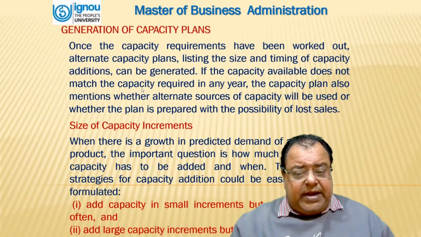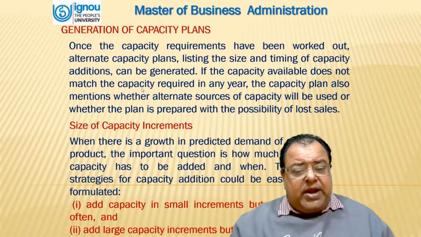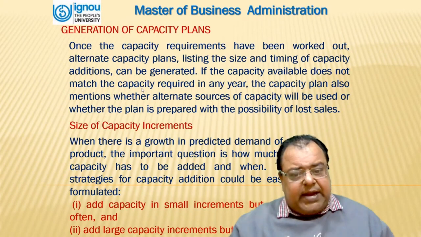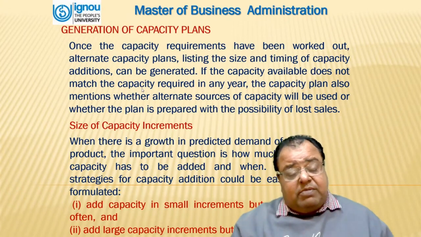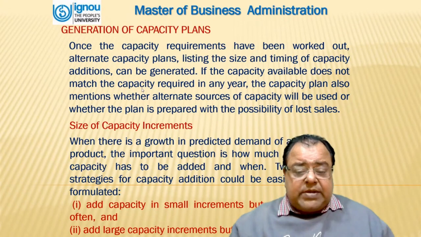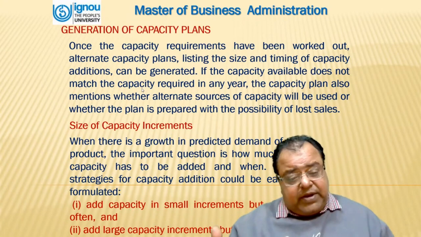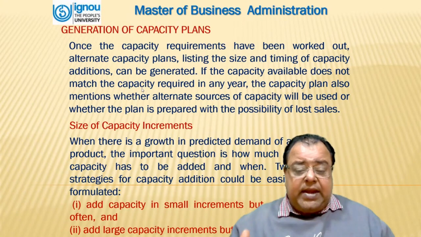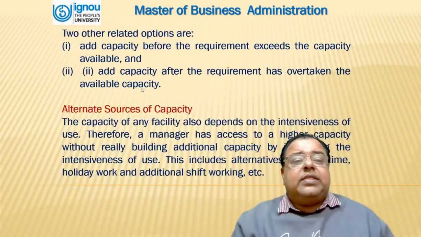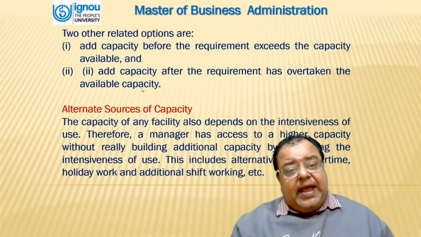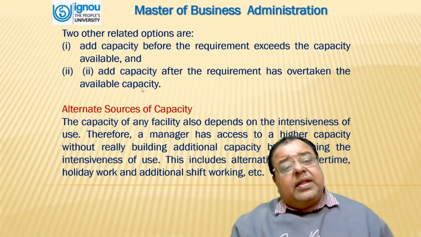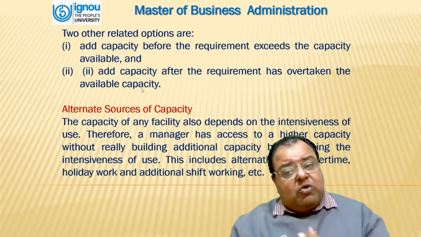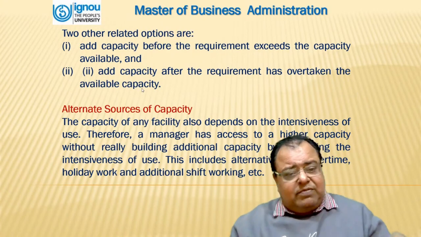When there is a growth in predicted demand of a product, the important question is how much of the capacity has to be added and when. The two strategies for capacity addition could be easily formulated. Number one, add capacity in small increments, but more and often. And the second one is add large capacity increments, but less often. The two other related options are add capacity before the requirement exceeds the capacity available, and add capacity after the requirement has overtaken the available capacity. That means one and the same thing.